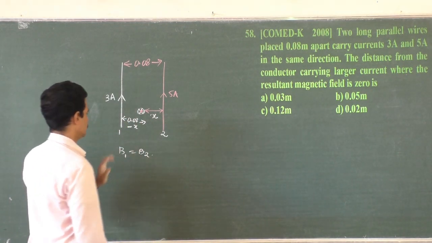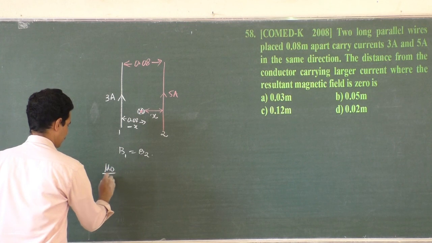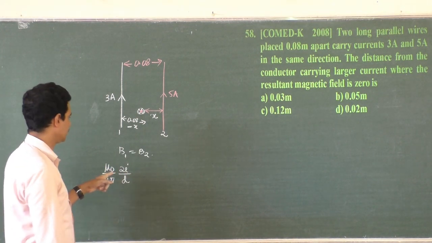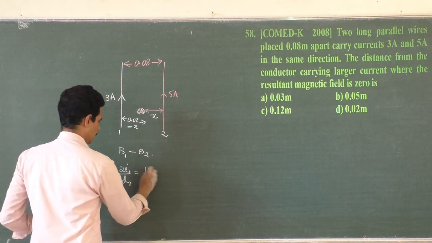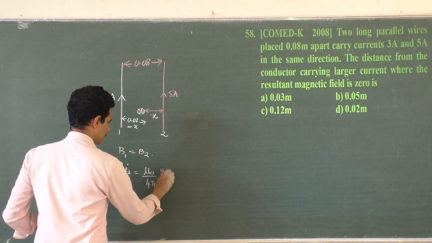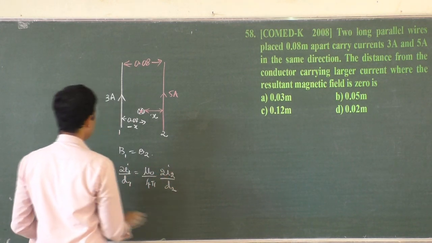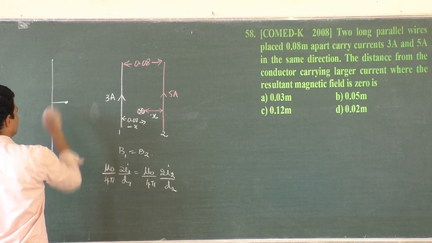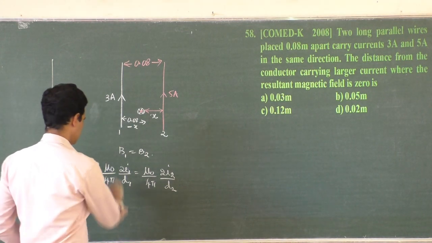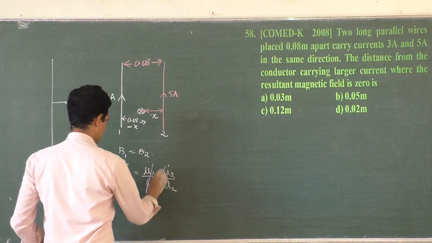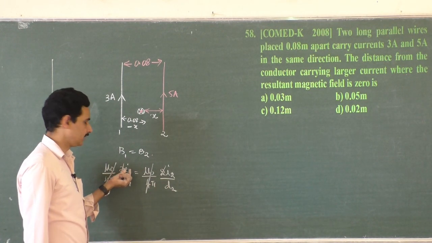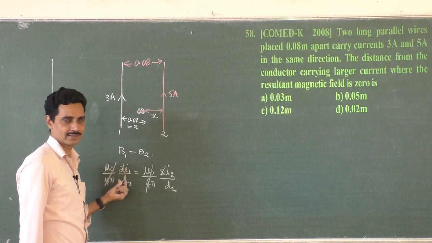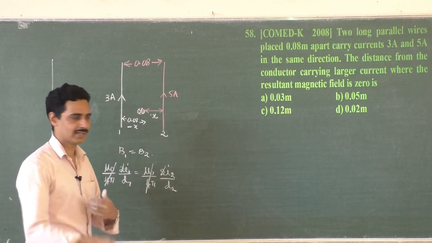So if B1 is equal to B2, mu naught by 4 pi 2I1 by d1 must be equal to mu naught by 4 pi 2I2 by d2. You know the formula for magnetic field due to a straight conductor at a point very close to it, infinitely long conductor. These are all getting cancelled. I1 by d1 must be equal to I2 by d2. That's all. You see the formula. If more current, more distance. If less current, less distance, so that they are equal.